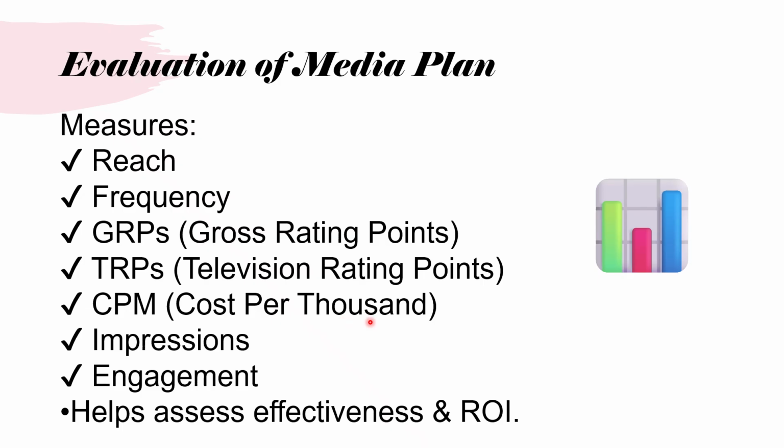Then there is CPM, that is cost per thousand. This is the cost to reach 1000 people. So this helps compare media efficiency across the platforms. Then there are impressions. Impressions mean the total number of times an ad was displayed, used mainly in digital ads. And then there is engagement, which means the likes, comments, shares, clicks, watch time, especially important on Instagram, Facebook and YouTube. So these help assess effectiveness and the ROI.